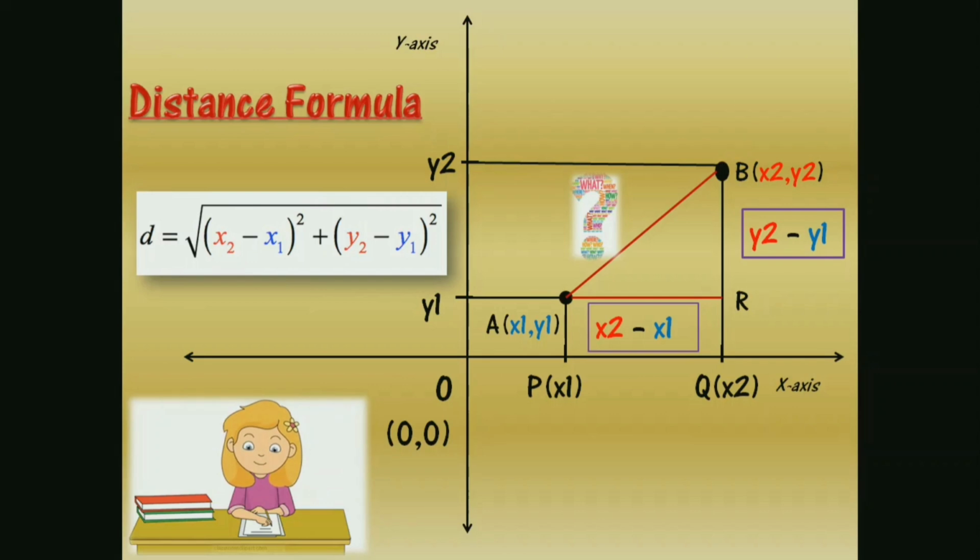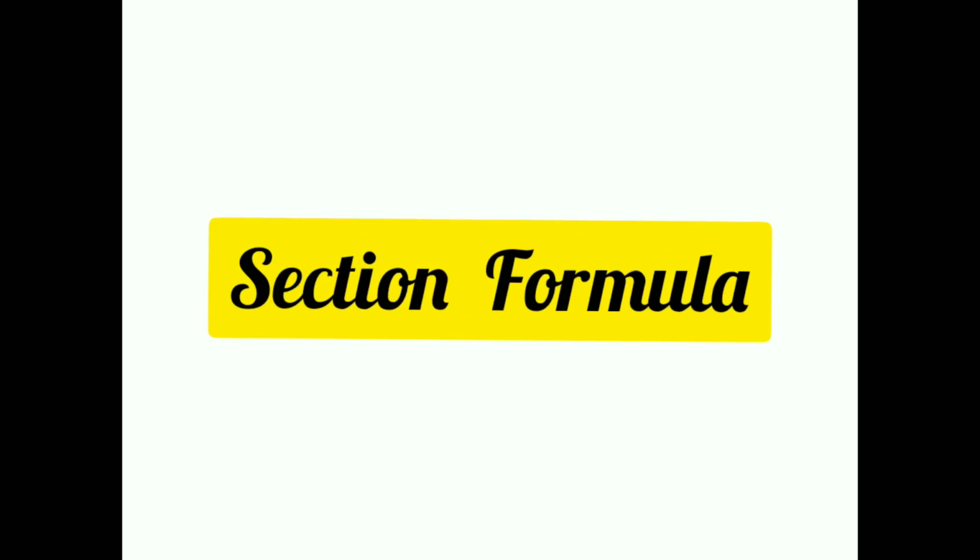So in this distance formula, we learn when 2 points are given with their coordinates, how to find the distance between these 2 points. The formula is D equal to root of (x2 minus x1) the whole square plus (y2 minus y1) the whole square. Next concept is section formula.